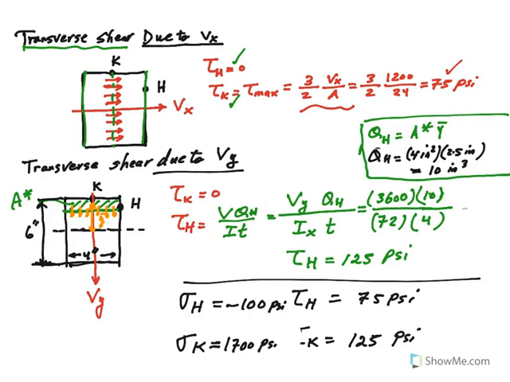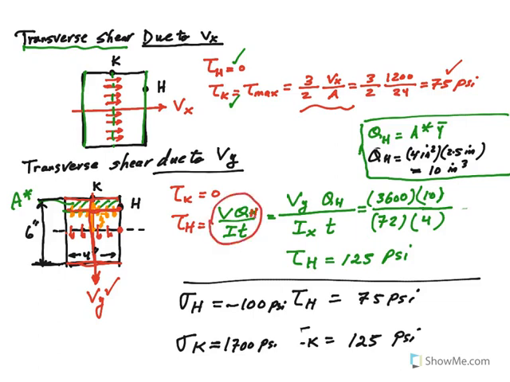But now what happens if we look at V sub Y? Due to V sub Y, right? Notice that this time tau at K becomes 0 and tau here is 0, but tau here is maximum. If you had a point here, it would have been maximum, and it would have been 3/2 V sub Y over A. But look, point H is not at the maximum, it's not on the centroid. Therefore, we have to use VQ over It.